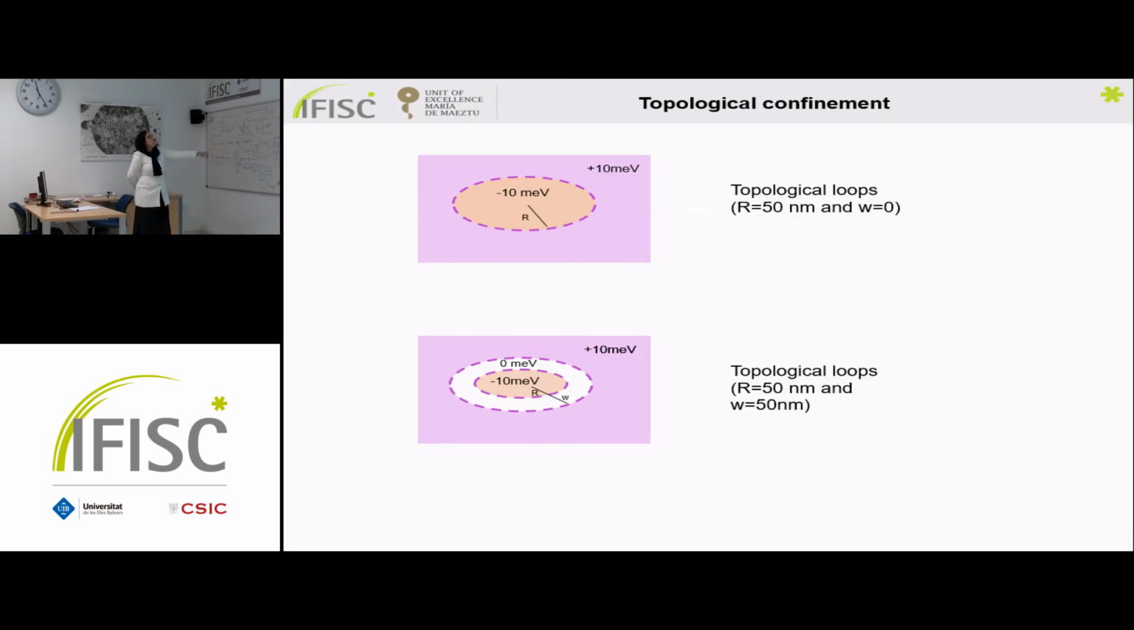Well, this is what Nassima explained. What you have here is what they call a kink state. So electrons circulating around, in the region of the dot.